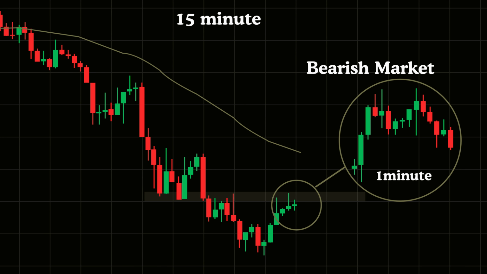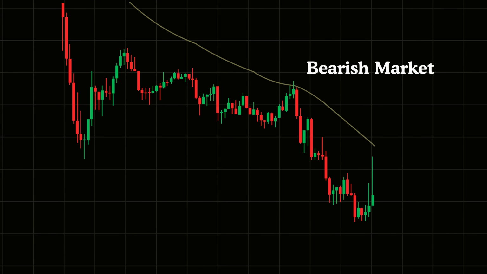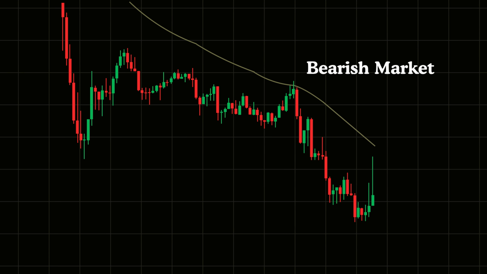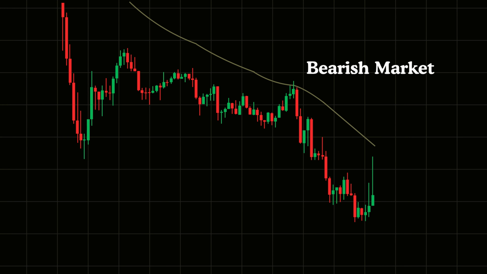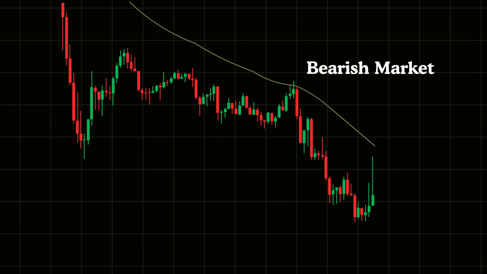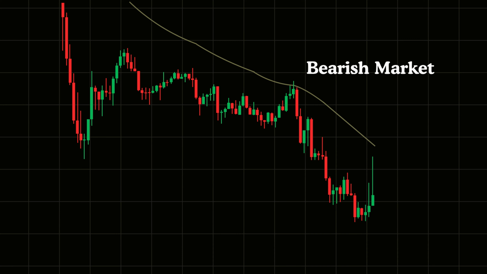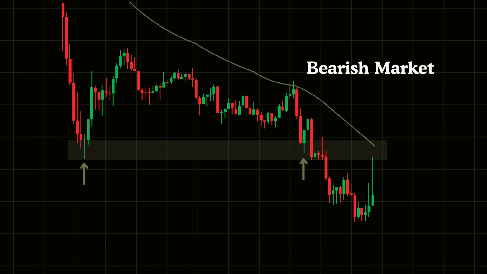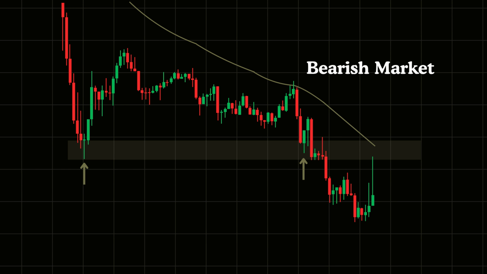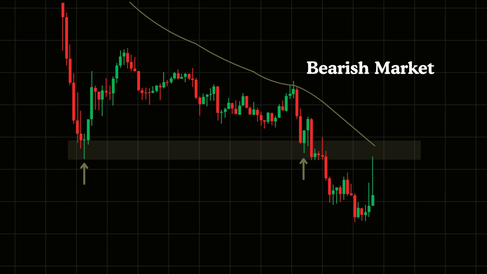Now, let's look at some live chart examples to walk you through our thought process when a trading opportunity appears. Here on the Euro-Dollar 15-minute chart, we can observe that the price is trading beneath the 50 EMA. This indicates a prevailing downtrend, so our focus remains solely on short positions in this market. Now, the key question is, where should we be looking to enter sell trades? We recognize that this level previously acted as strong support. Following the breakout, that support has now turned into resistance, potentially presenting us with a trade setup.